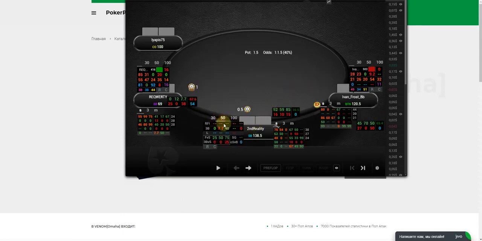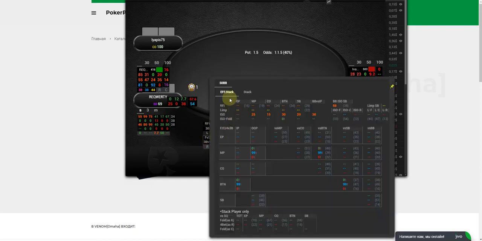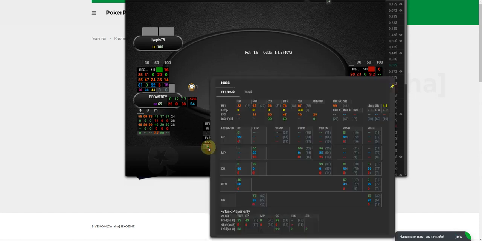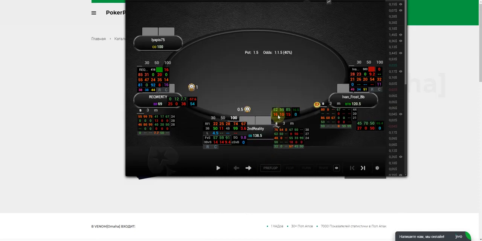When we switch to a specific stack size in the main HUD, we immediately have a relevant pop-up at this link. So the raiser is immediately for 50 big blinds, and then we can switch between the effective stack and the actual stack. And the same for 100.